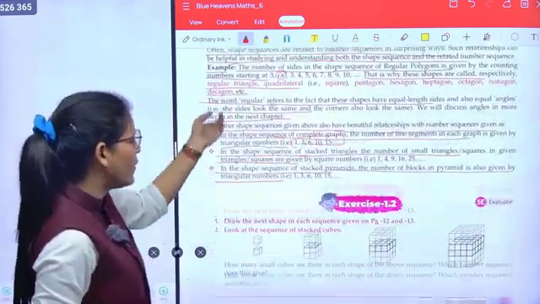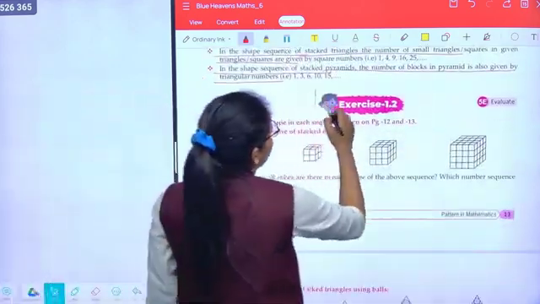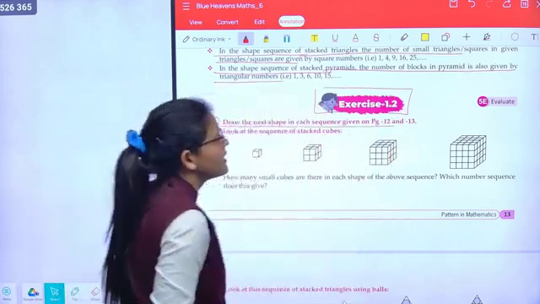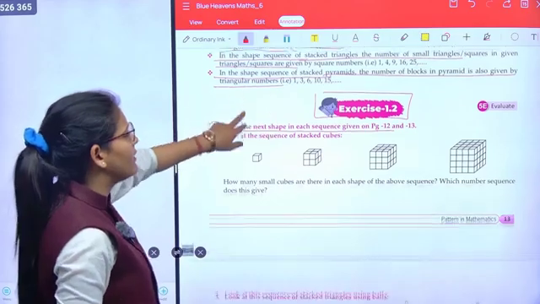See? Okay. Come on, exercise 1.2. Question number 1. Draw the next shapes in each sequence given on page number 12 and 13.